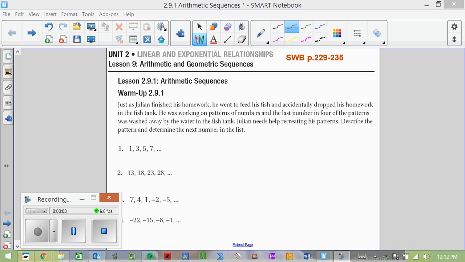Okay, so today we're going to be covering section 2.9.1. You need to have your student workbook with you. Tear out pages 229 through 235, and you begin by working on the warm-up.